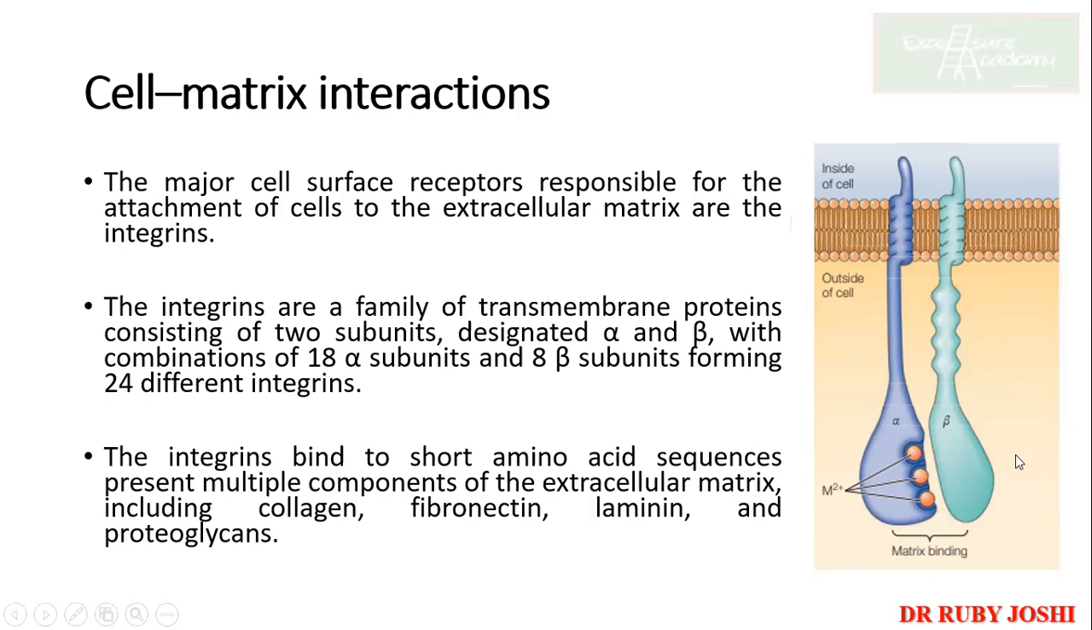Now the integrins bind to short amino acid sequences present in multiple components of the extracellular matrix, including collagen, fibronectin, laminin, and the proteoglycans. So what is integrin doing? See, here is the inside of the cell, the cytoplasm, and here is the outside of the cell, meaning the extracellular matrix. So these integrins are making so many connections with the extracellular matrix, like with collagen, fibronectin, laminin, proteoglycans, and everything.